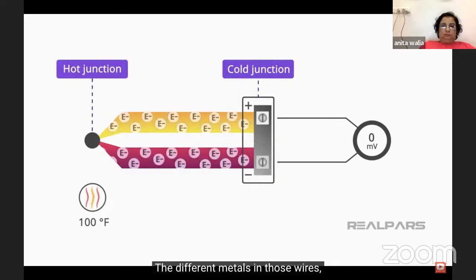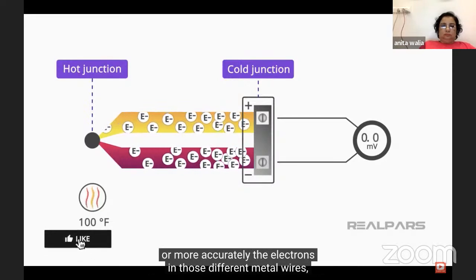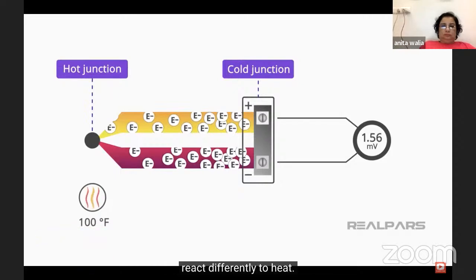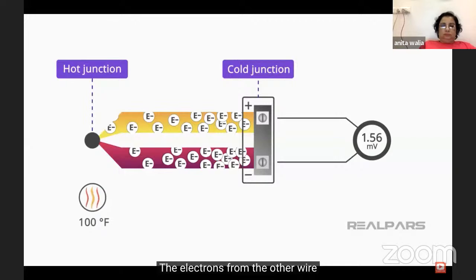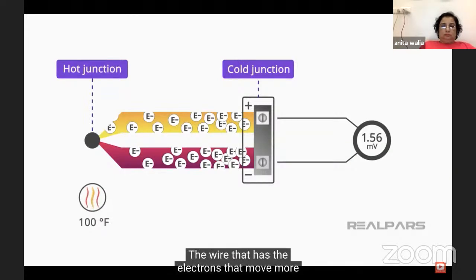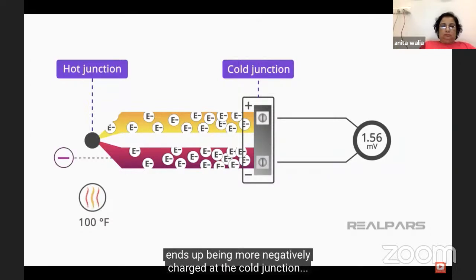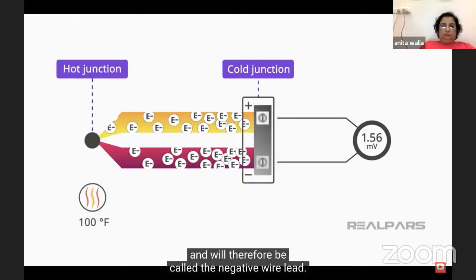The different metals in those wires, or more accurately, the electrons in those different metal wires, react differently to heat. When exposed to heat, the electrons from one of the wires will want to move around at a certain rate. The electrons from the other wire will want to move around at a different rate. The wire that has the electrons that move more ends up being more negatively charged at the cold junction and will therefore be called the negative wire lead.